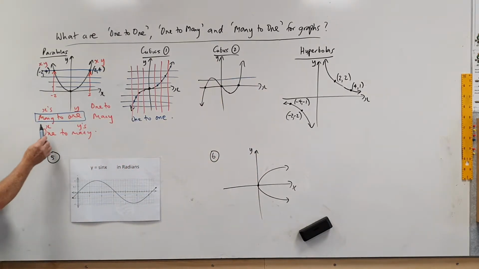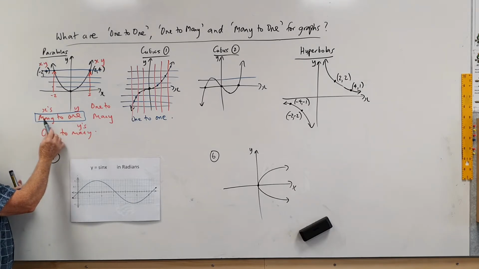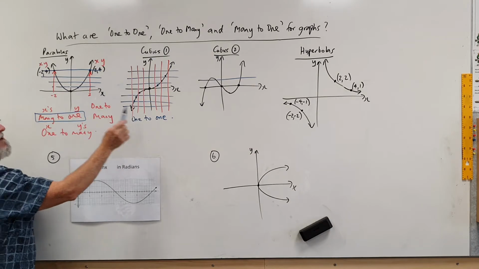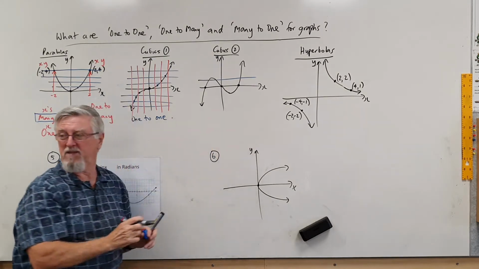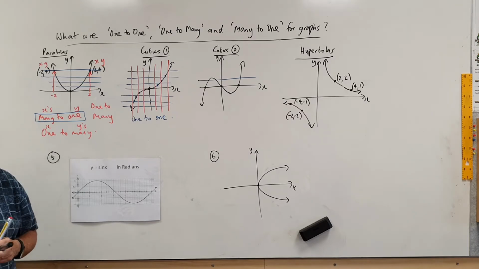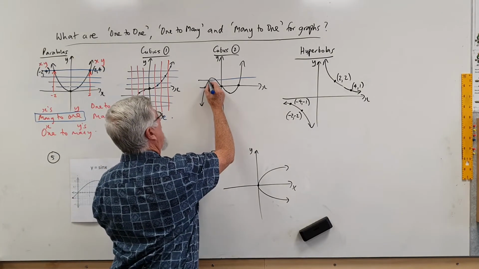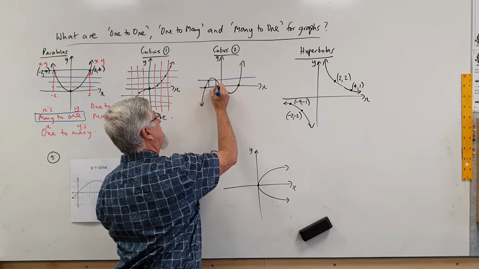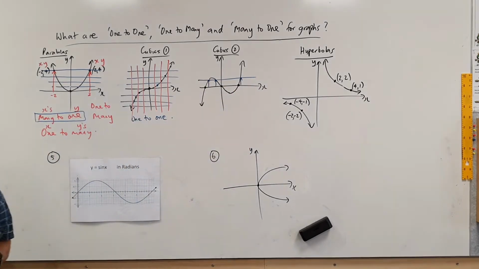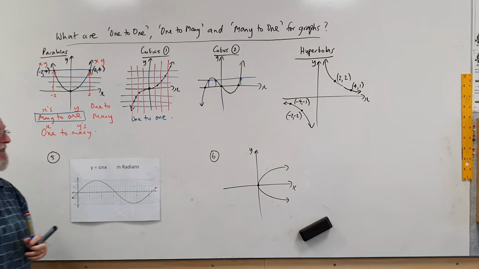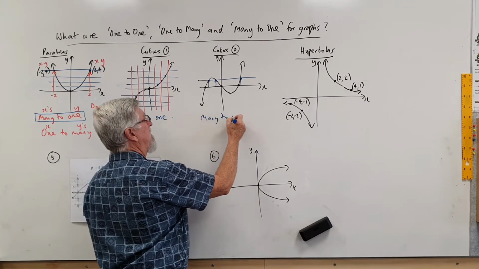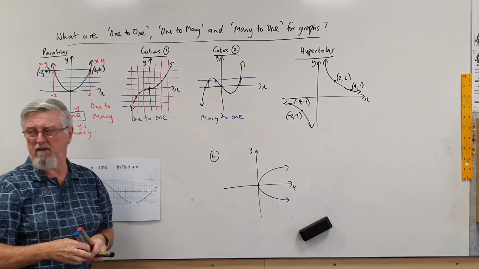Now it's more obvious. This one said many to 1, but it was really only 2 to 1. Those 2 went to the 1 value. This one here, if you wanted to be technical, it's 3 to 1. So that x value goes to there, that x value goes to there, and that x value goes to there. So we could call it 3 to 1, but no one bothers with 2 to 1 or 3 to 1. What do they call it? Many to 1.